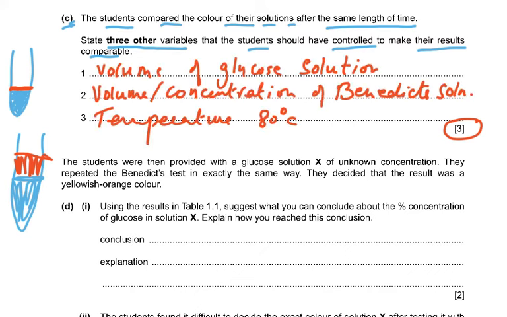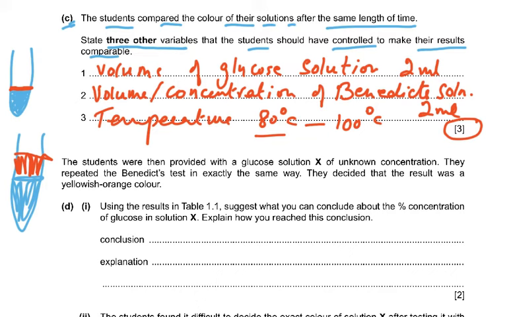So this is how I would word it: volume of glucose solution should have been kept constant. You can even write that volume. You could have said 2 ml, and volume of Benedict solution also 2 ml. And then the temperature should have been kept constant for all the different solutions that we were testing. So I would have said anything between 80 and 100 degrees Celsius was a correct answer.